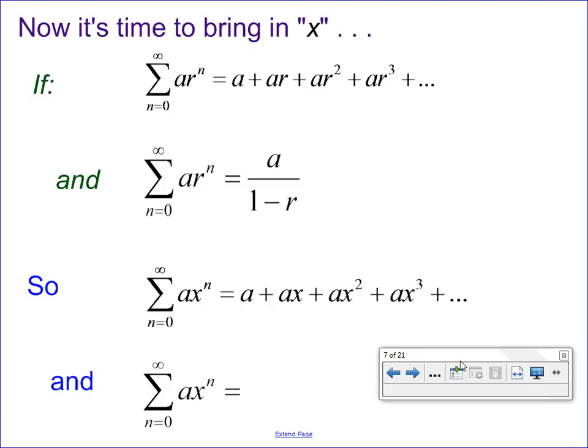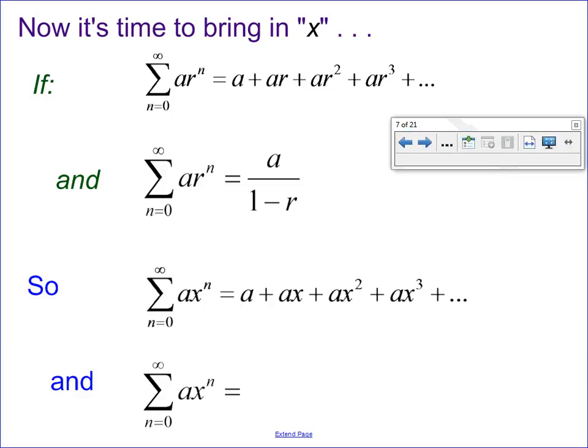So if we have our basic geometric series, the sum from 0 to infinity of a times r to the n, and we know it converges to a over 1 minus r, we're going to go ahead and let our r equal x. And now we know that the series a plus ax plus ax squared plus ax cubed, which is going to be our parent power series, converges if and only if the absolute value of x is less than 1. And we know what it converges to.